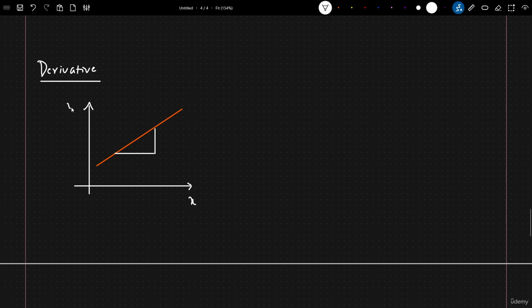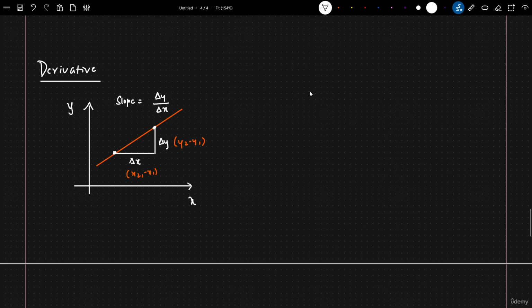So if I have x over here, I can call this delta x, and this is my delta y. Delta y is nothing but y2 minus y1, and this is x2 minus x1. So in short, if I really want to compute my slope, it is nothing but delta y by delta x. Since this is a straight line, for any point the slope is going to be the same, it is not going to change.